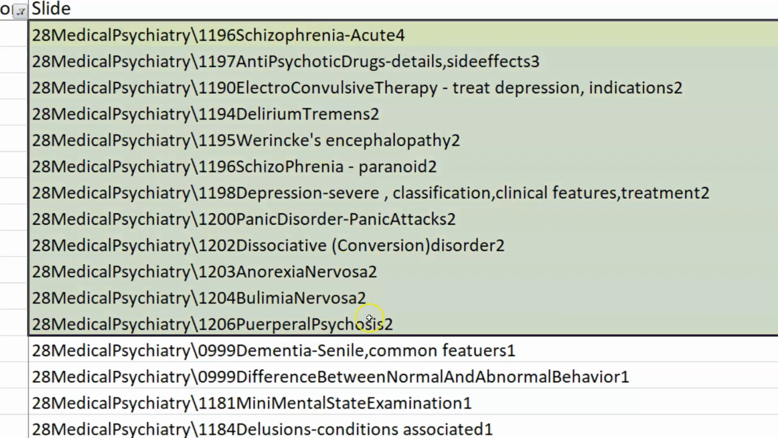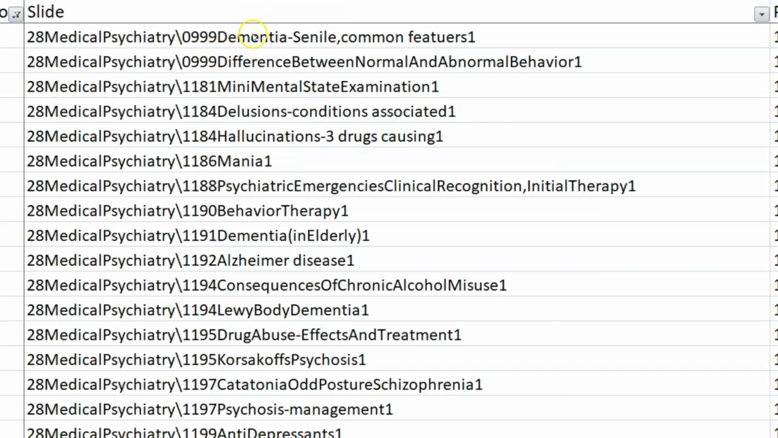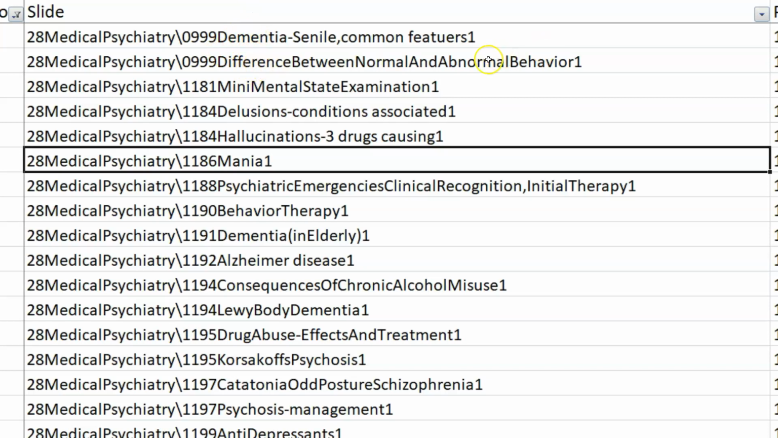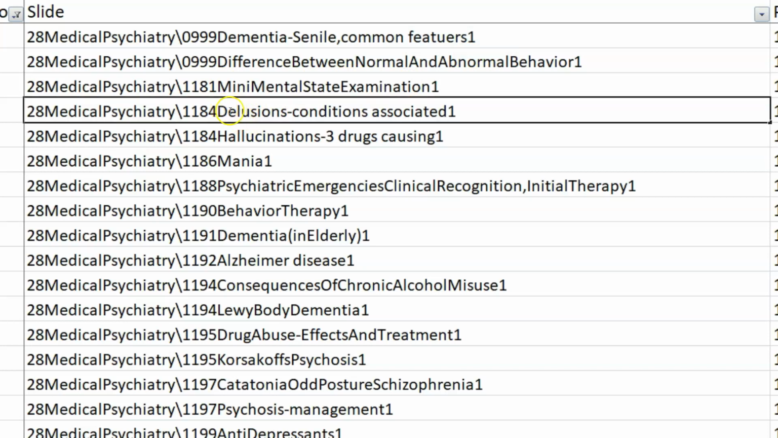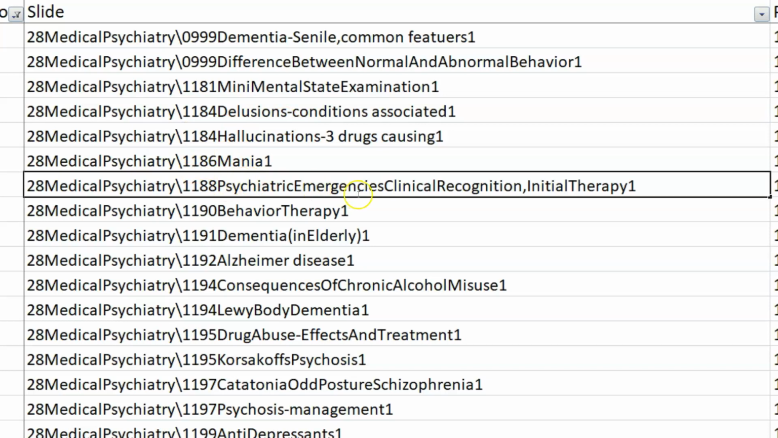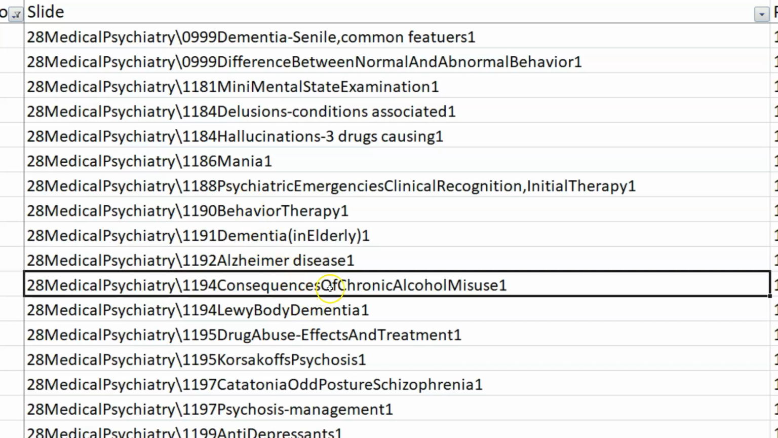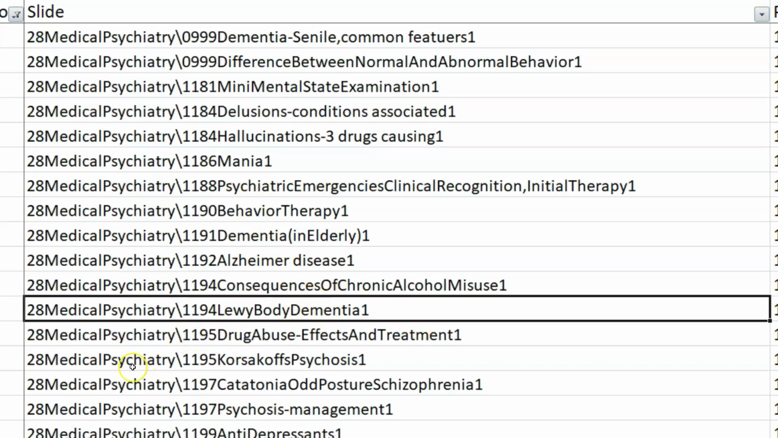Now you have understood that these are the top priority questions that they will ask you in psychiatry, correct? And you have also understood which textbook to read for psychiatry, correct? Davidson. Now, there are some questions which are not top priority. Look at them. These have been asked in the exam, but only one time. Dementia, difference between normal and abnormal behavior, mini mental status examination, how to do it, delusion, hallucination, mania, psychiatric emergency, behavioral therapy, dementia in elderly, Alzheimer's, chronic alcohol misuse, Lewy body dementia.